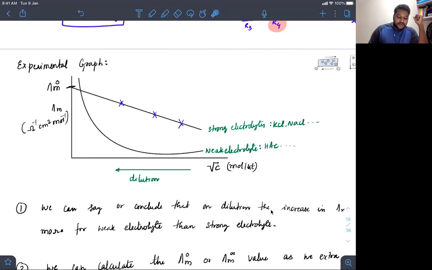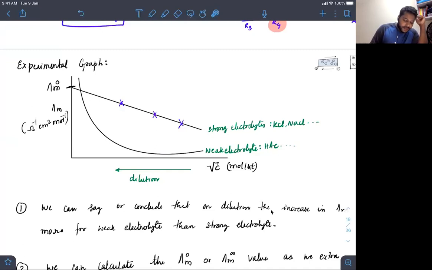When it comes to strong electrolytes, I have still written this with a lot of variation, but on a longer scale of concentrations it will look almost linear for a very long range of concentrations. Which means that if you take a very long graph, hardly any change is observed. Even at this concentration, and this, and this, the change is very less.